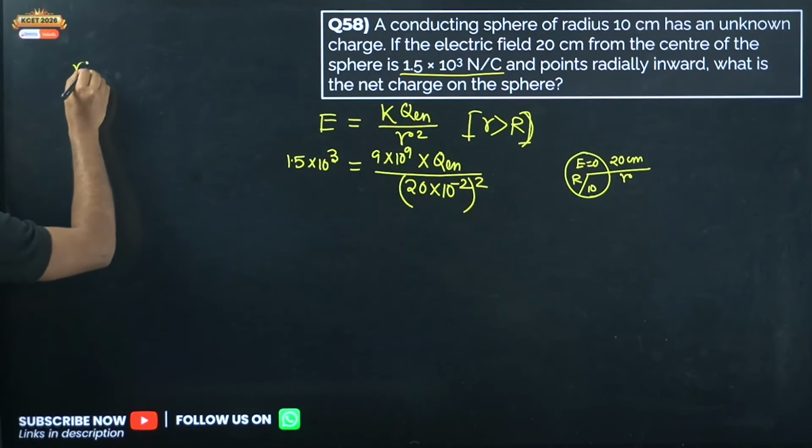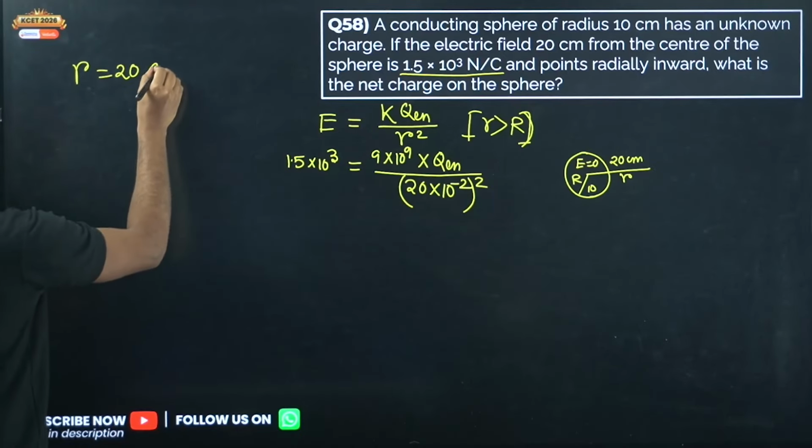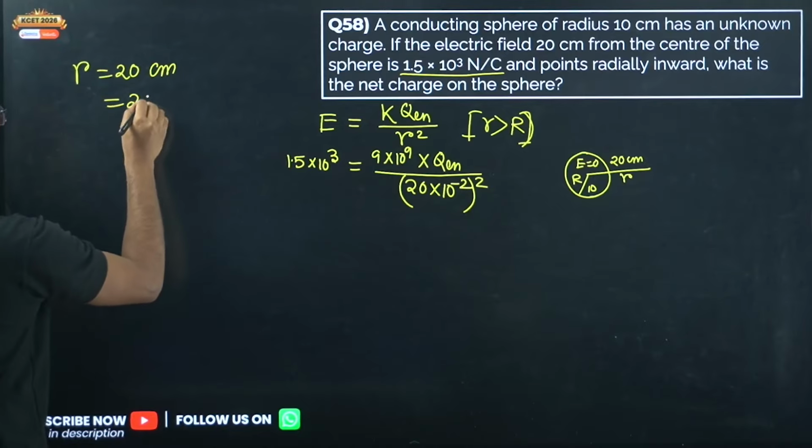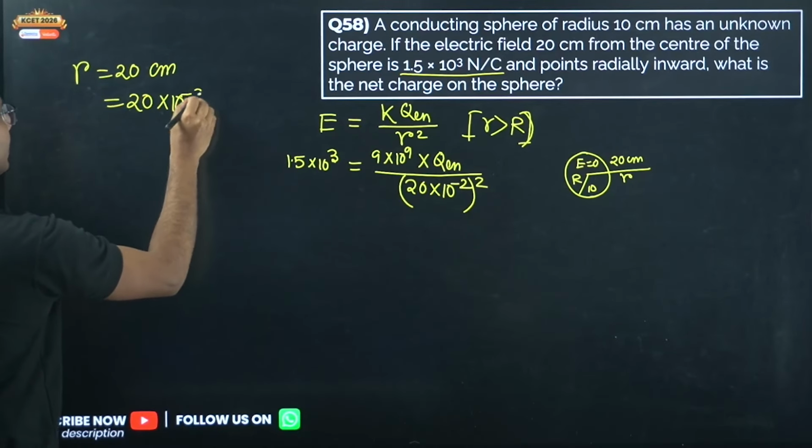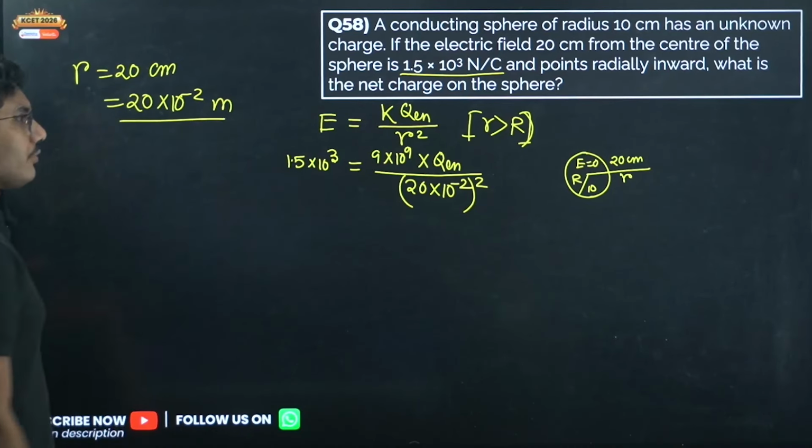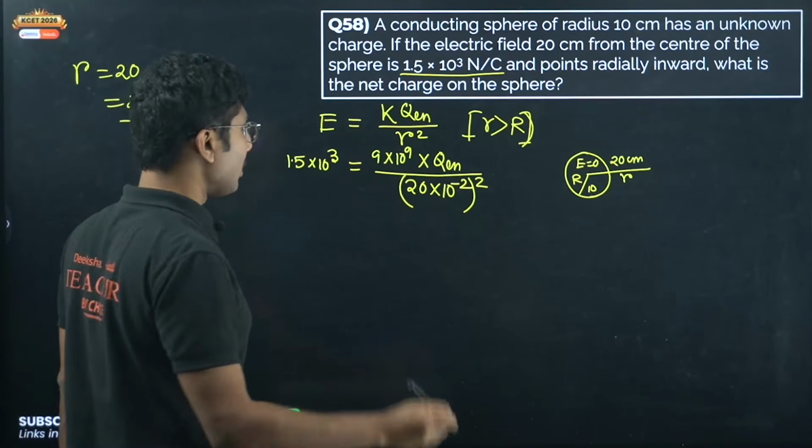Okay, so R is 20 centimeter. That means that will be 20 into 10 to the power of minus 2 meters. Remember this conversion, it will make your life a lot easier.